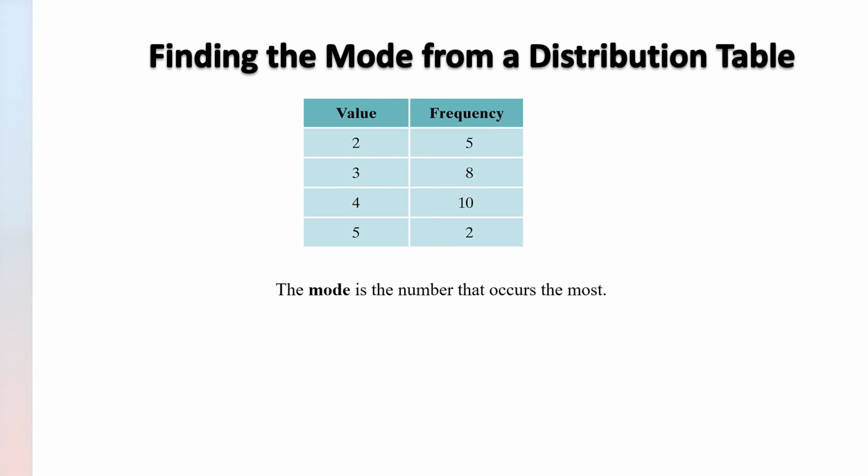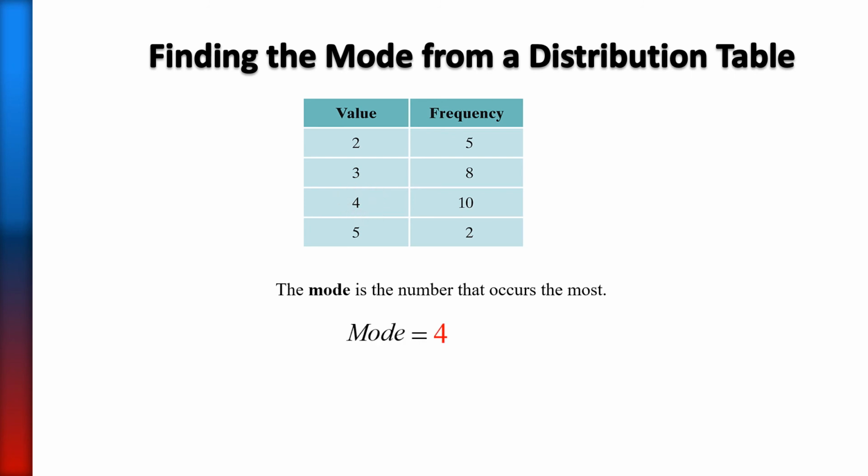Lastly, we want to find the mode for this data set in a distribution table. Well, all you have to do is look on the frequency side to see the greatest number on the frequency column. And the greatest number in the frequency column is a 10. It occurs 10 times. What occurs 10 times? So if you go over to your X value, there you have it. The number 4 occurs 10 times.